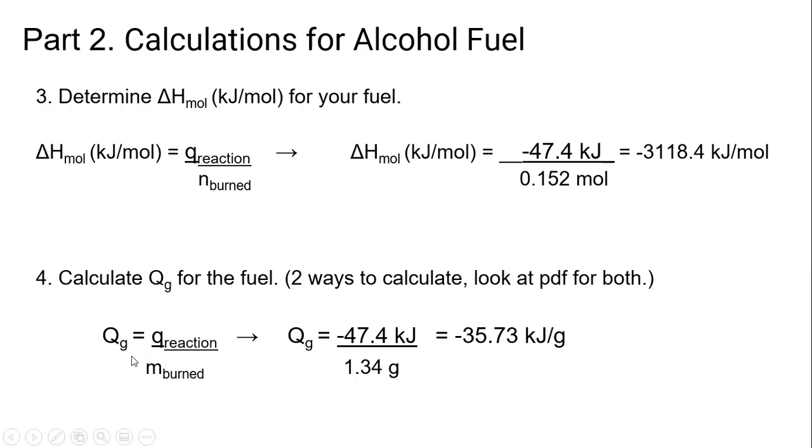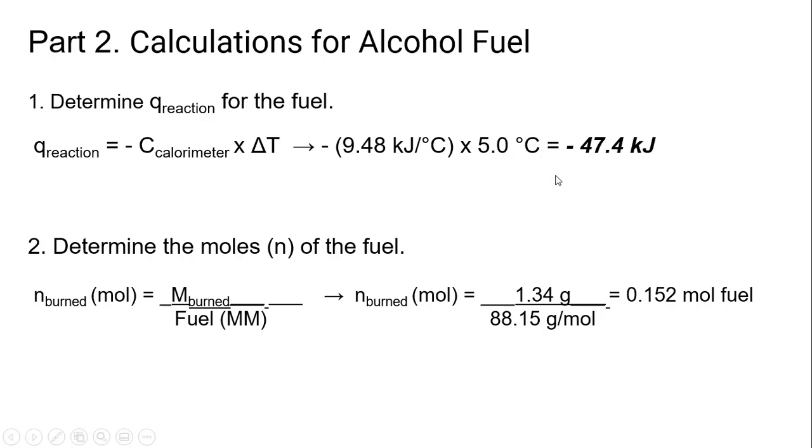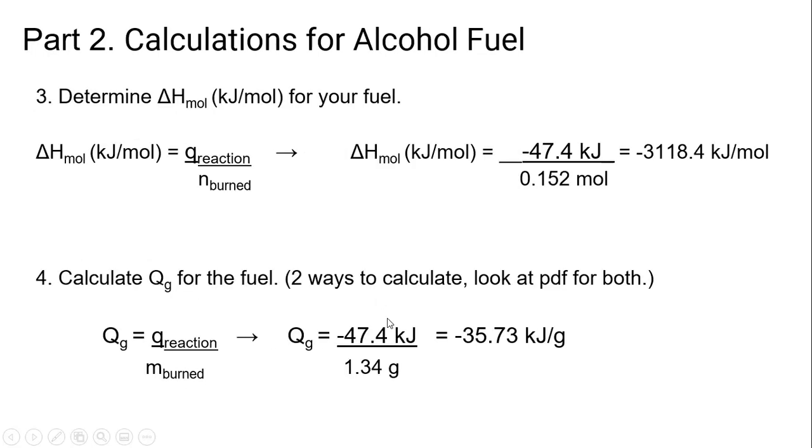The third one is the energy density again. We have our Q reaction. We have our mass burned. We got this part from here, part 1. And now we solved it. We set it up here. We have our mass that was also given to us through subtraction. And now we have our energy density, which is negative 35.73 kilojoules per gram. So those are the 3 things that need to be solved for this lab.